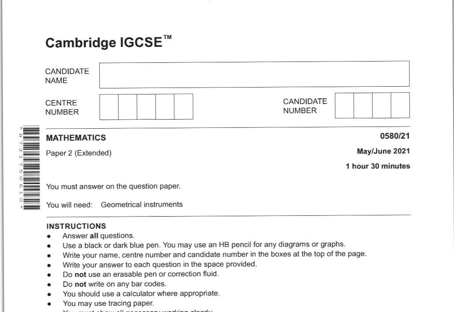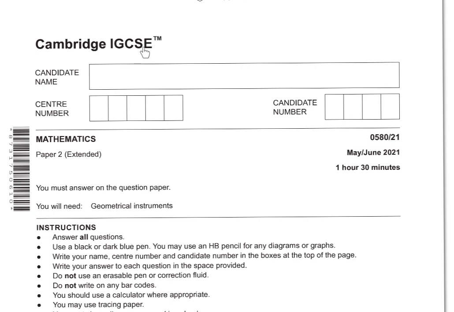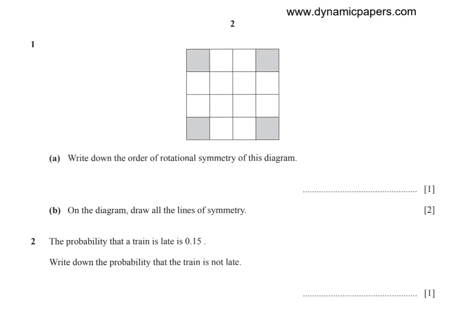Bismillah, in this video, I'm going to solve Cambridge IGCSE Mathematics Paper 2, May June 21, Variant 1. Number 1, write down the order of rotational symmetry of this diagram.